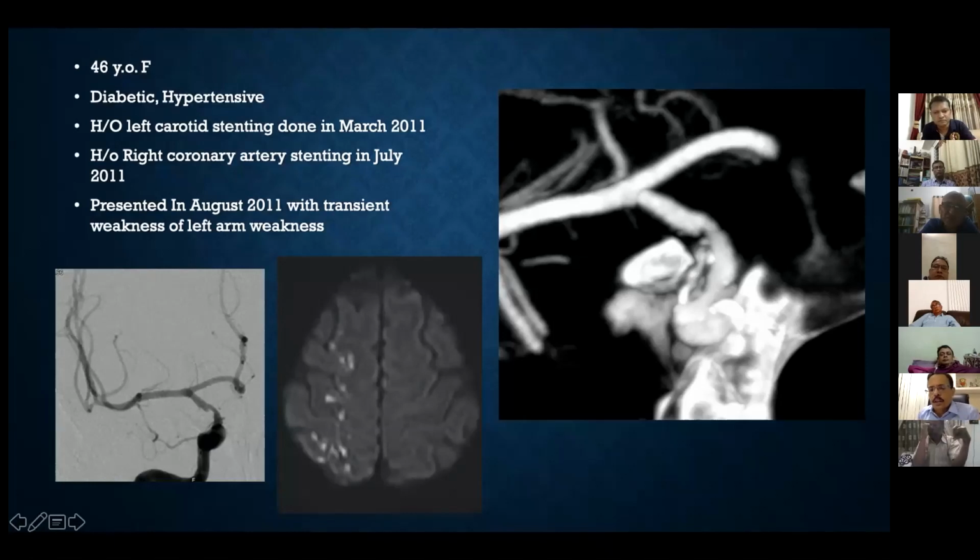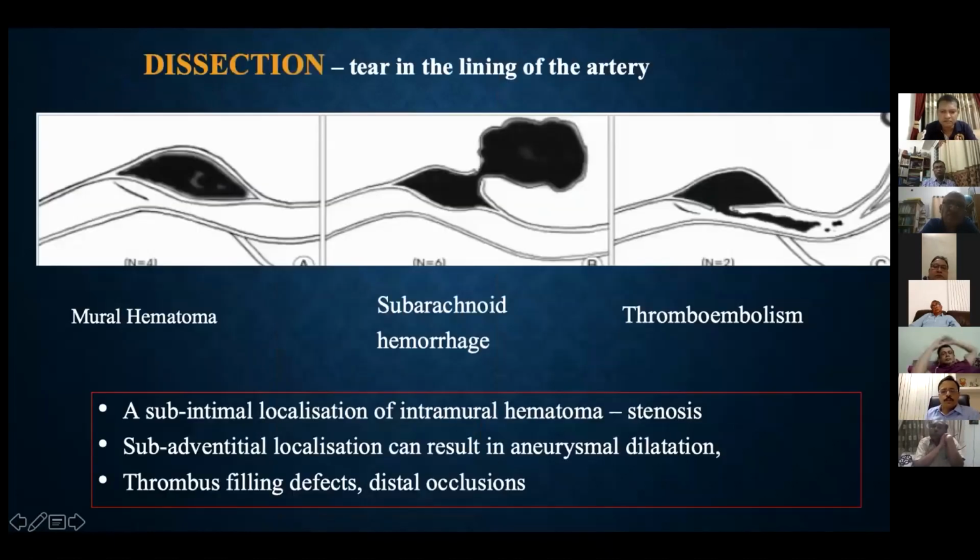Now coming to another part, which I'm very fond of teaching, is dissections. So we see a lot of young patients in India, and I'm sure you must be seeing in Bangladesh as well, of dissections which cause stroke, and they're frequently missed on imaging. So dissection may just result in mural hematoma, or dissection may result in subarachnoid hemorrhage and intracranial disease, or dissection may result in intramural hematoma along with floating clots in the parent vessel.